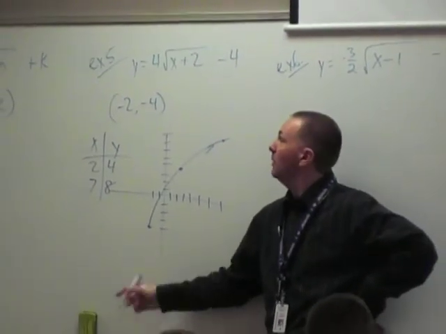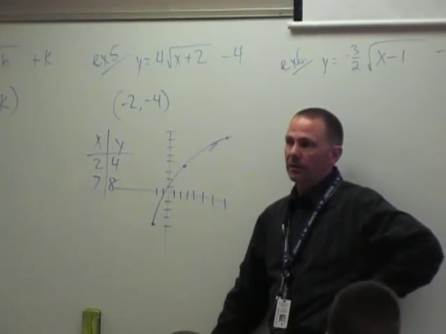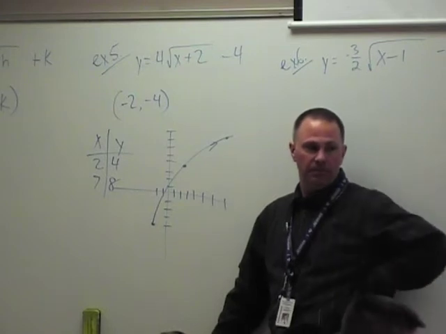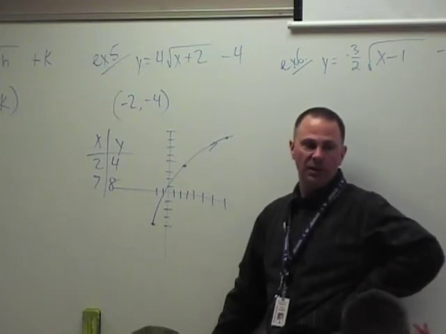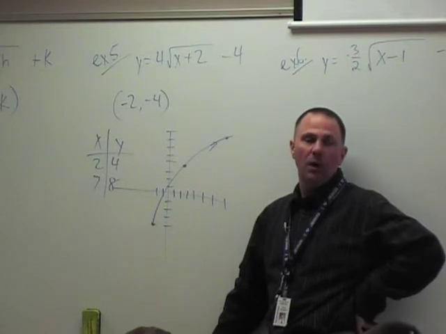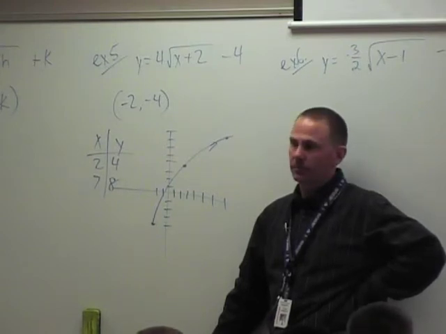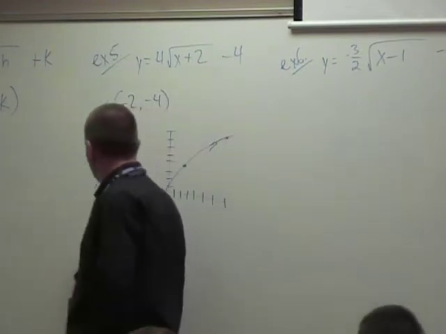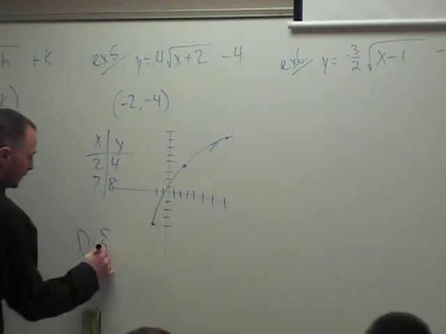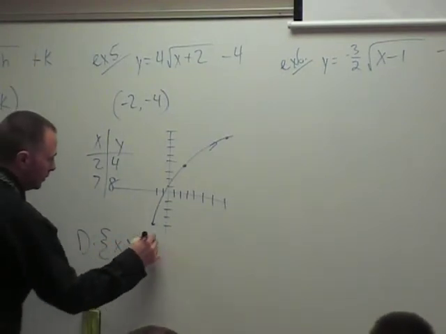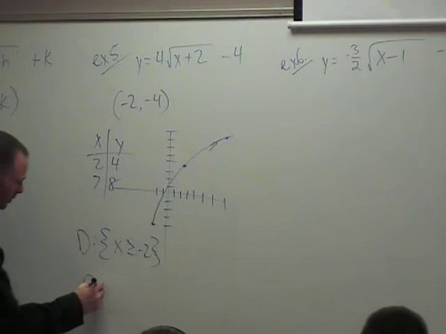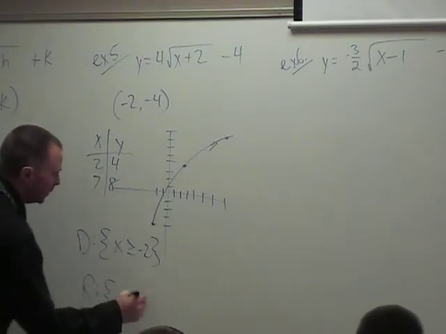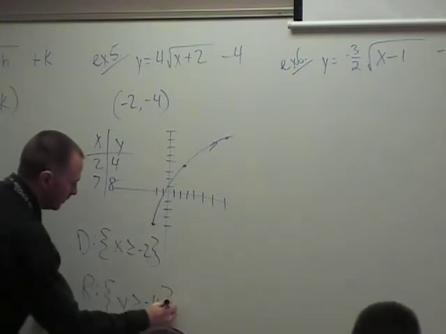What's the domain on example 5? X is greater than or equal to -2. What's the range? What makes the y values work? What y values work? Including -4. So you say y. Okay, so here it is in case you guys missed it. X is greater than or equal to -2. And your range is y. Y is greater than or equal to, she said, -4. Okay?